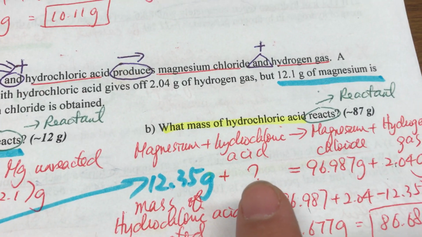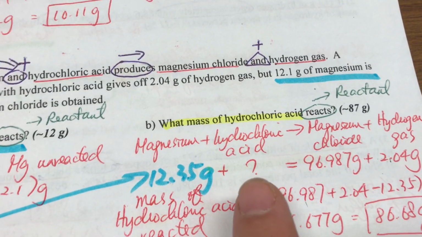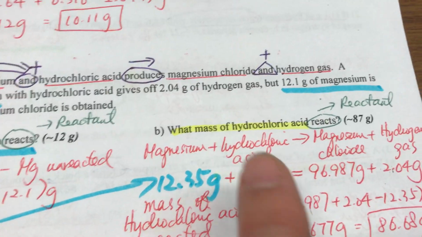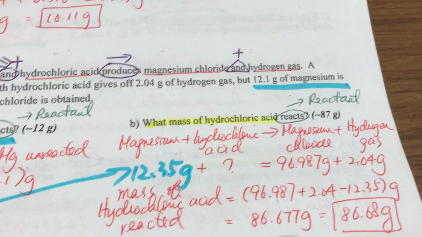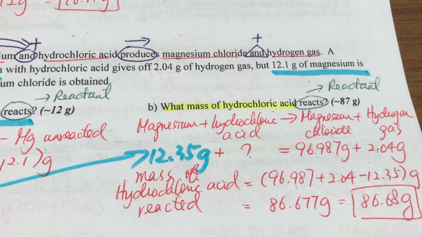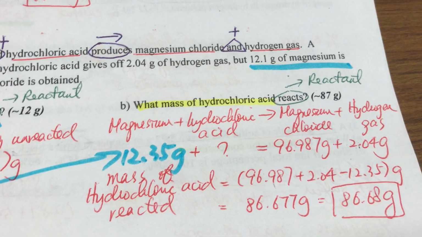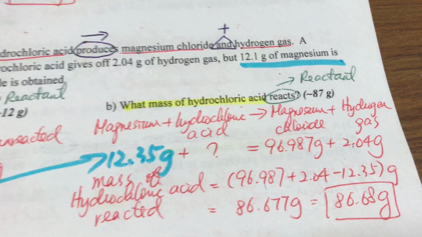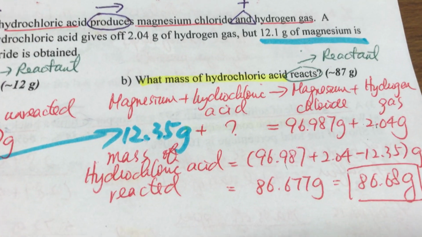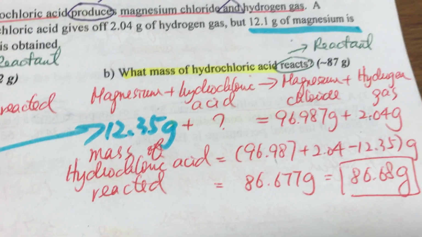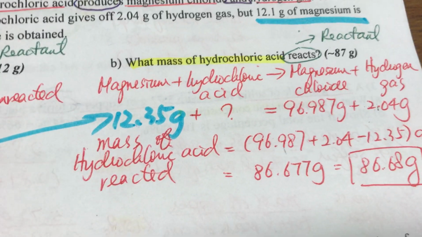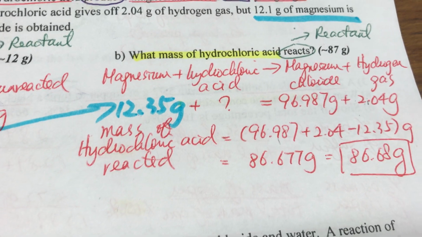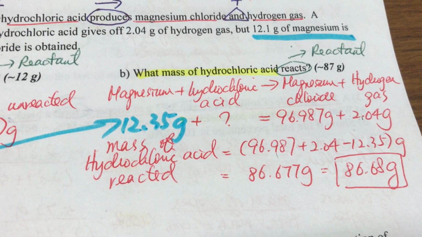Hydrochloric acid, I did not know, so question mark, all right? And then magnesium chloride and hydrogen gas were given. So this is the whole equation. How do I find out the mass of hydrochloric acid? I take the product, 96.987, add the 2.04, and then subtract 12.35. I get 86.677, and I round it to 86.68.